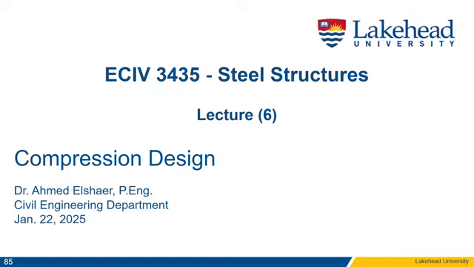Good morning, everyone. Today we will have our third lecture regarding the design of compression members. In the previous lectures, we discussed the main equation for evaluating the resistance of a compression member, which is Cr equal to phi multiplied by the area multiplied by Fy, divided by (1 plus lambda to the power 2n) all raised to the power 1 over n.